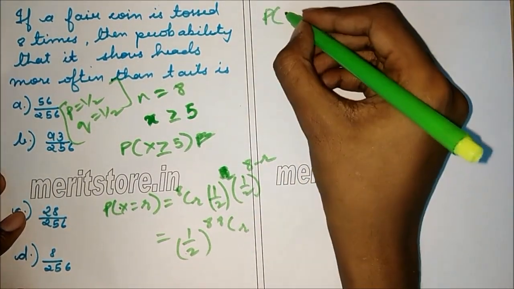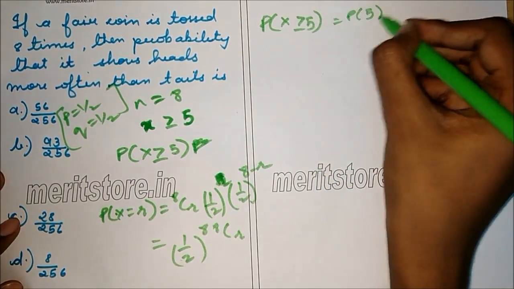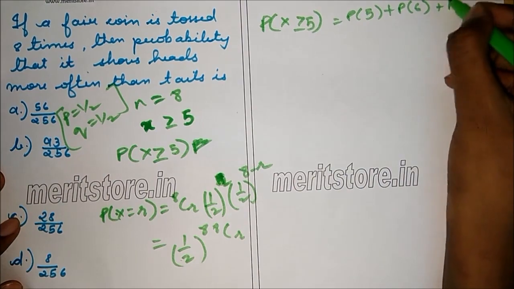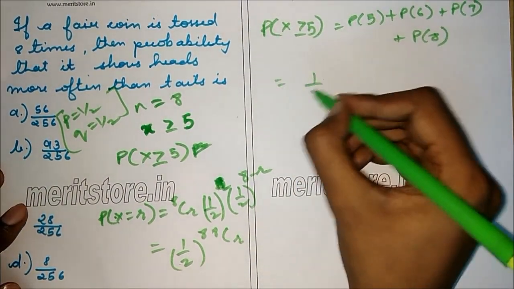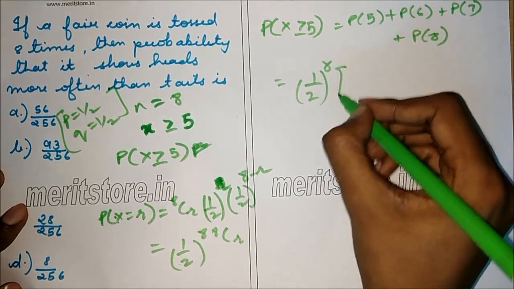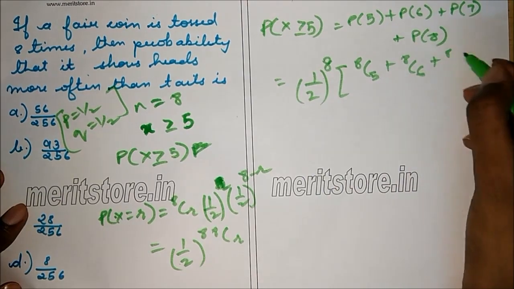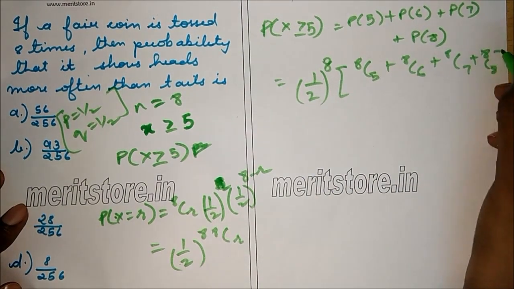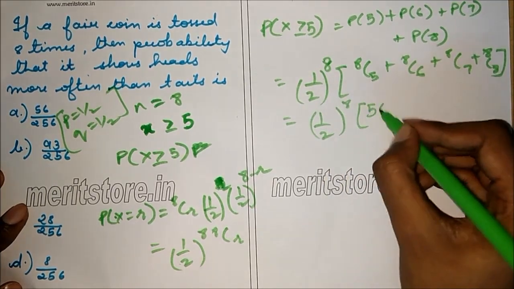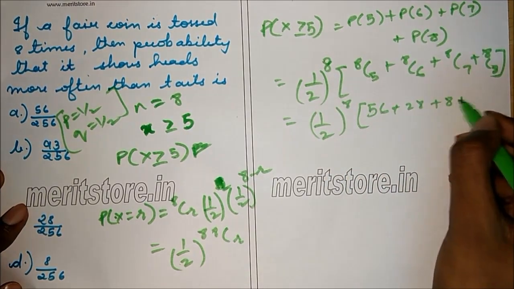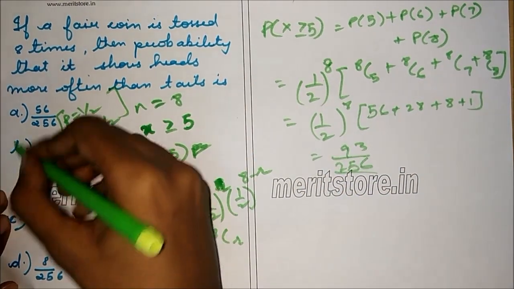So P of x greater than or equal to 5 will be P of 5 plus P of 6 plus P of 7 plus P of 8. So this will be half raised to 8. We take this as common. So this will be 8C5 plus 8C6 plus 8C7 plus 8C8. Half raised to 8, 56 plus 28 plus 8 plus 1. So this will be 93 divided by 256, which is option B.